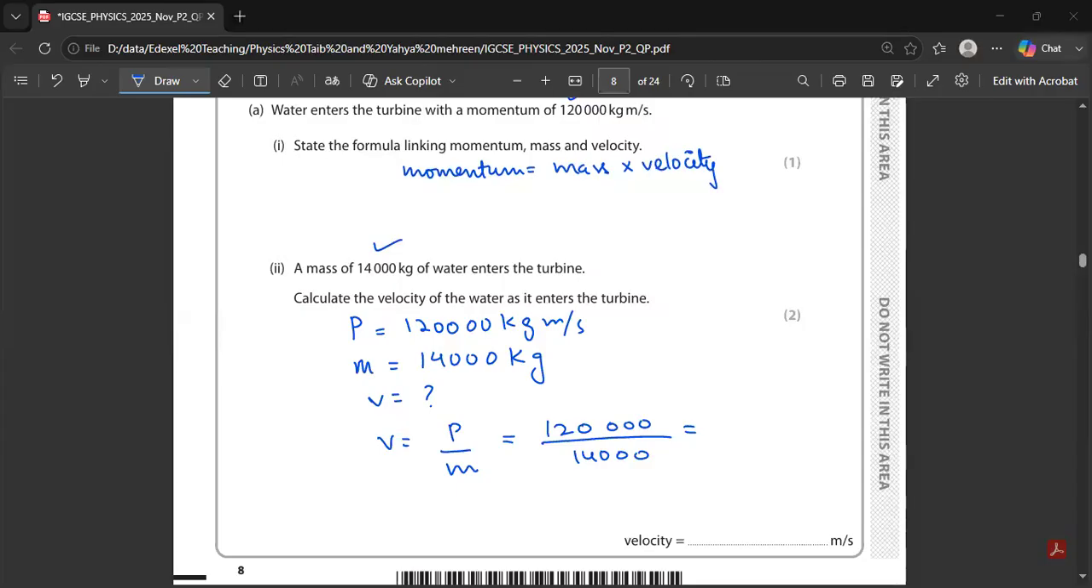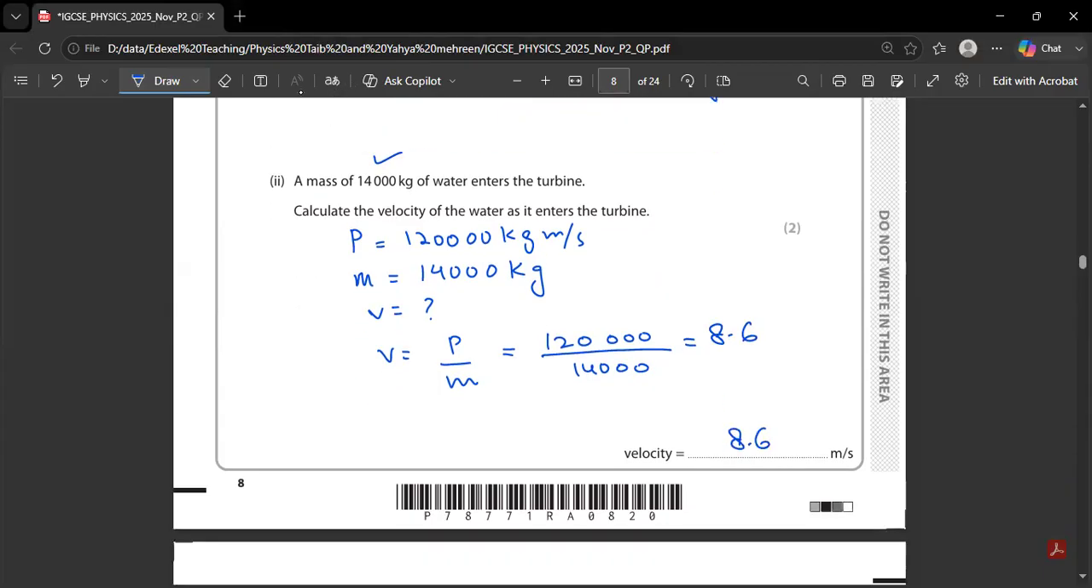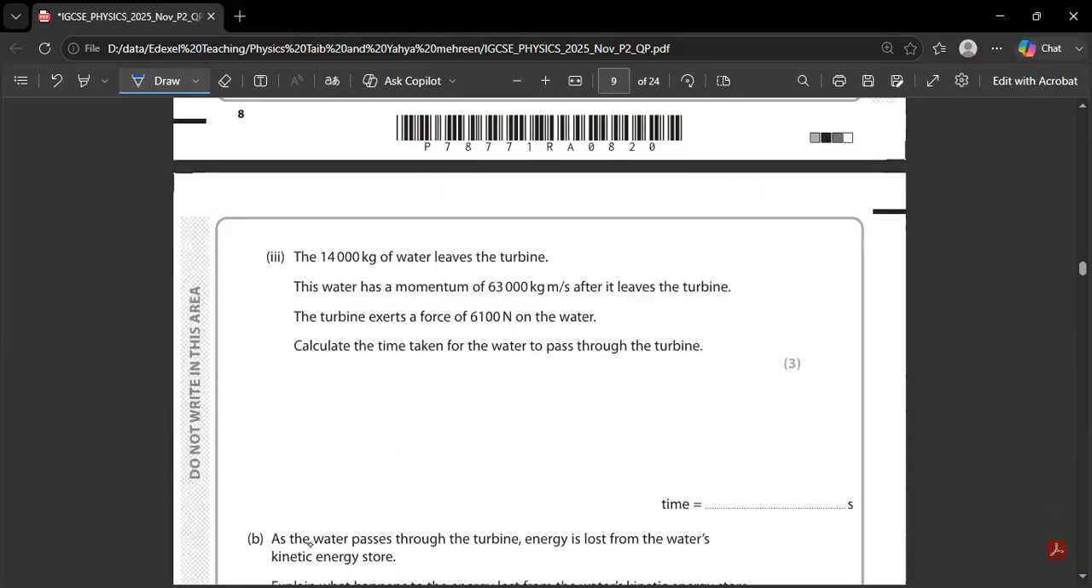8.6 meter per second, right? The 14,000 kilogram of water leaves the turbine. This water has a momentum of 63,000 kilogram meter per second after it leaves the turbine. Okay, this is going to be the final momentum, right?